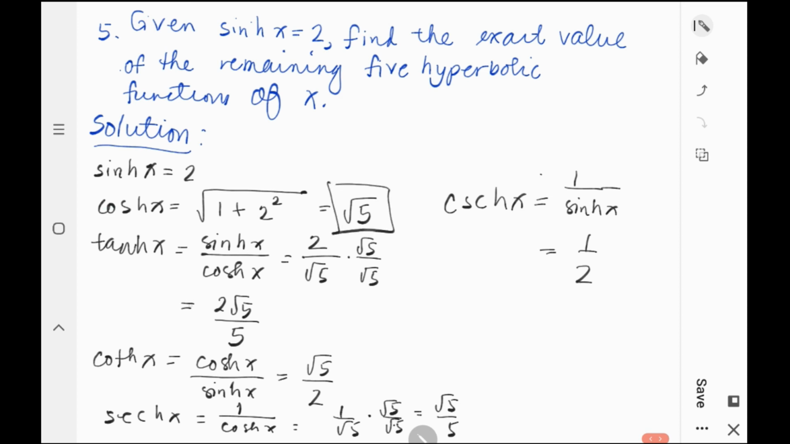So these are the answers. For hyperbolic cosine of x, it's square root of 5. For hyperbolic tangent of x, this is 2 square root of 5 over 5. For the hyperbolic cotangent of x, we have the square root of 5 over 2. For the hyperbolic secant of x, we have the following: the square root of 5 over 5. And then for the last one, the hyperbolic cosecant of x, that's 1/2.